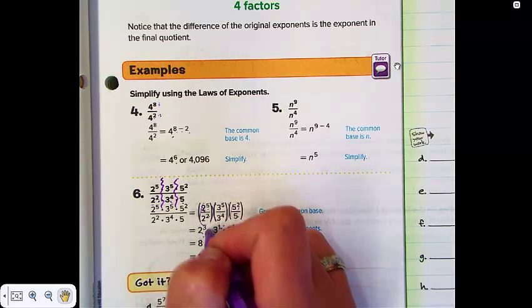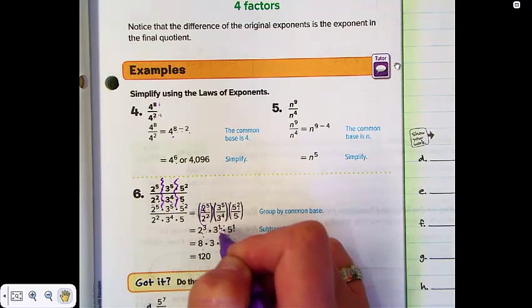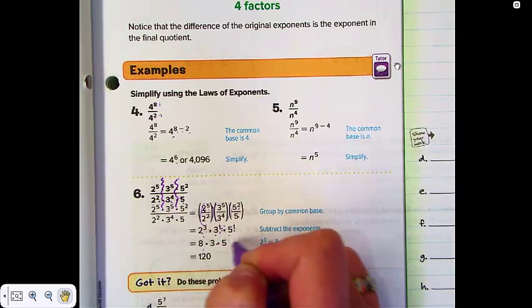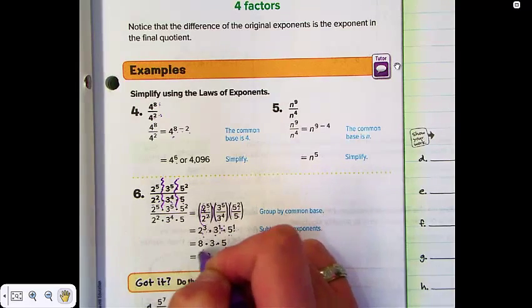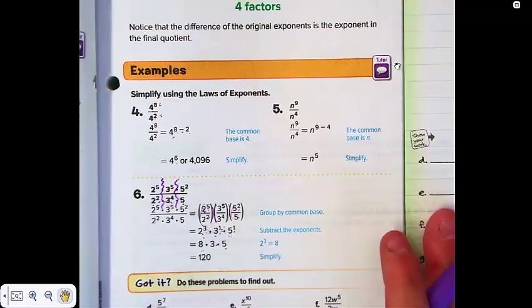2 to the third power is 8. 3 to the first power, anything to the first power is that number, so 3 one time is a 3, and 5 one time is a 5. So I just have 8 times 3 times 5, or 120. So let's look at the examples.